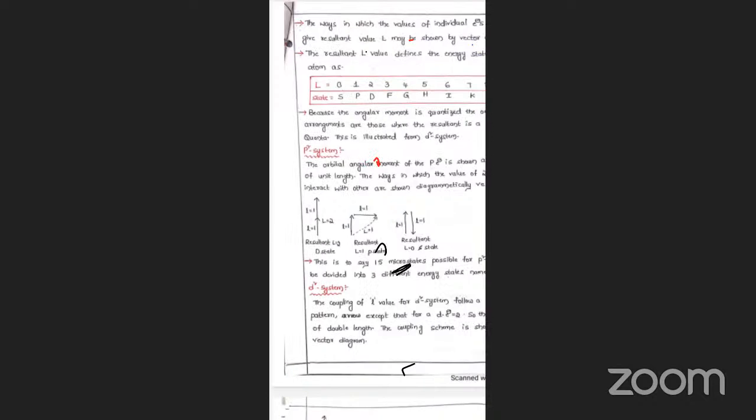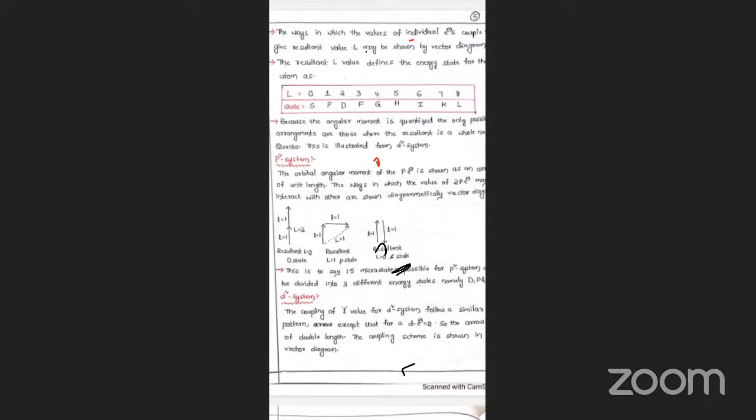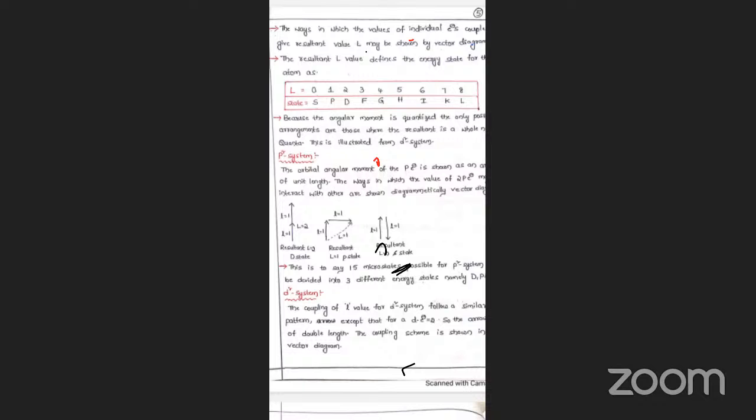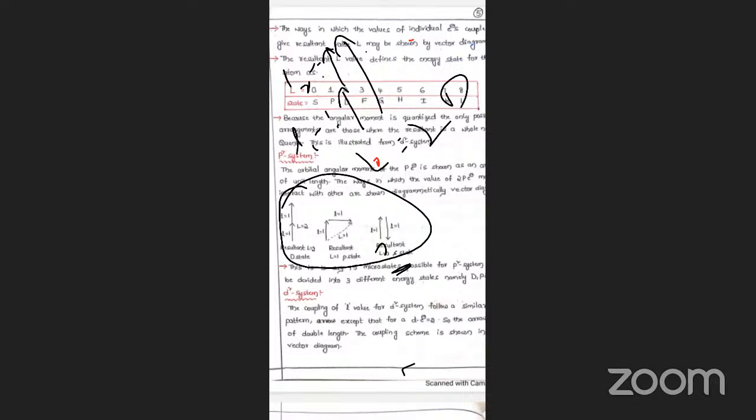Observe this diagram. Here, L1 is equal to 1, found in this position. L2 is equal to 1, also in this position. What is the capital L? L is equal to 1 plus 1, that is 2. The term used is D. Next diagram, you can observe this diagram.